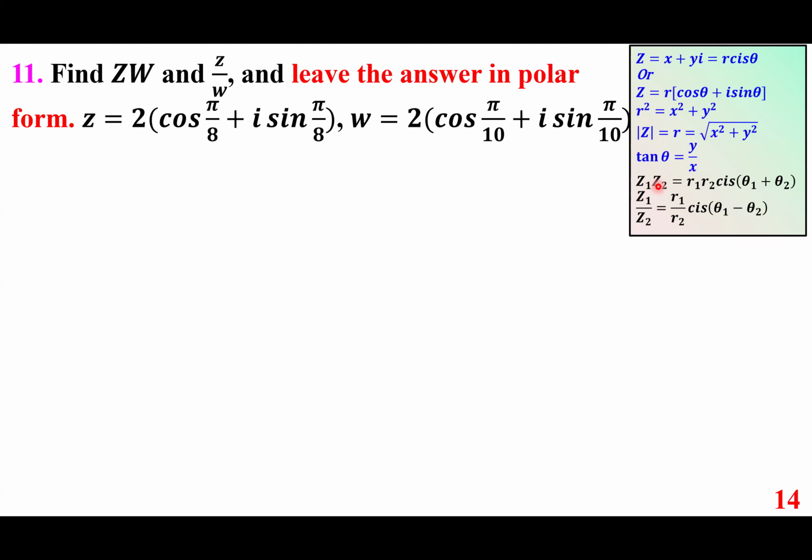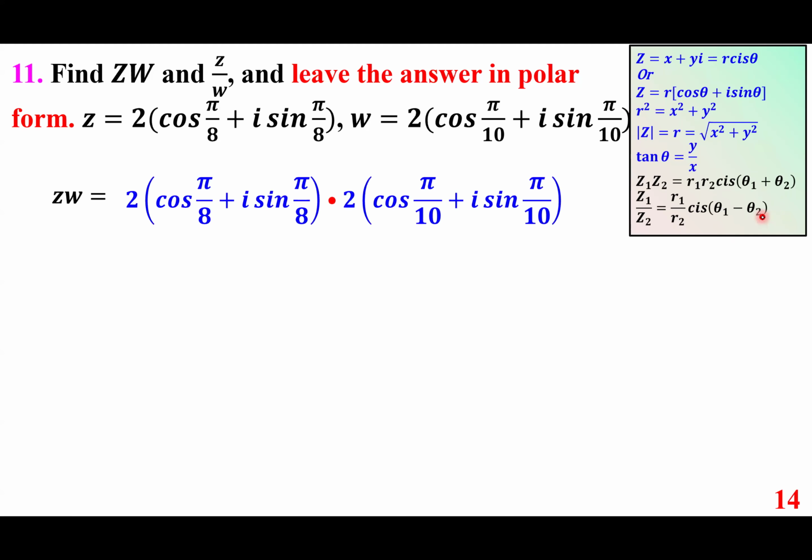If you want to multiply Z1 and Z2, it's R1 R2 cis of theta 1 plus theta 2. You multiply their magnitudes and then add up their arguments. If you're dividing, divide their magnitudes or moduli, and then subtract their angles or arguments. So having said that, for Z times W, we're going to multiply the two numbers.